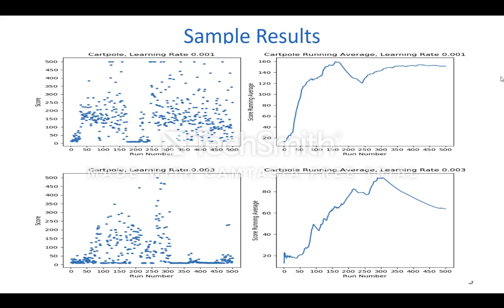At the top here, we see the Cartpole with a learning rate of 0.001. The DQN learns Cartpole very effectively, but still does encounter periods of very ineffective performance. Cartpole is learned much less effectively with a higher learning rate of 0.003, resulting in a much lower average score and having longer periods of very low scores.